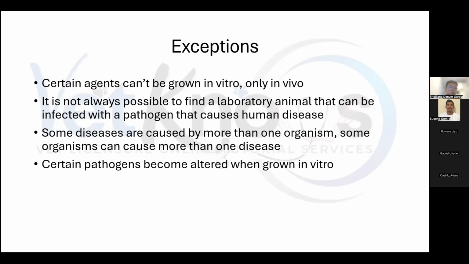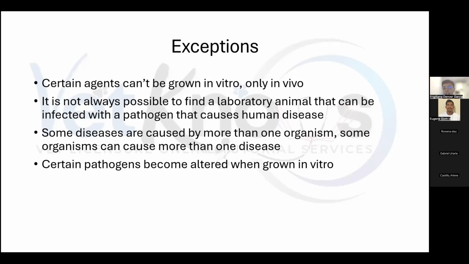We have the following. So certain agents cannot be grown in vitro, only in vivo. So only on living animals. And examples nito would be the viruses and prions. They cannot be grown in the laboratory, or at least some of them cannot be grown in the laboratory, only sa mga hayop. It's not always possible to find a laboratory animal that can be infected with a pathogen that causes human disease.